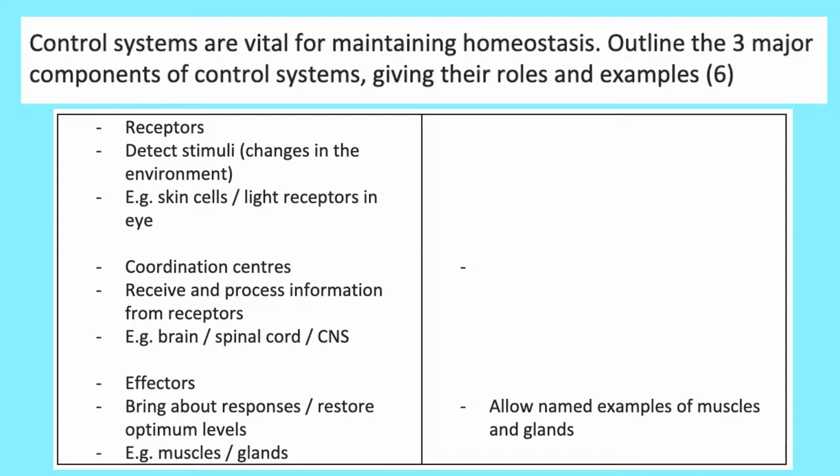Coordination centers are your brain and spinal cord, and together they are known as the central nervous system, the CNS. They coordinate your response. Finally, you have effectors.